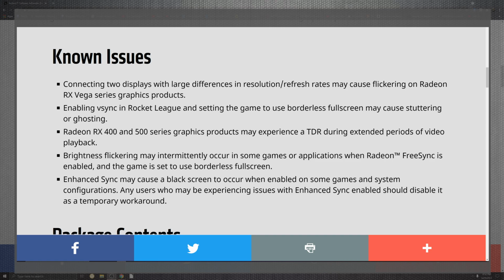But moving on past that situation of a tip that you can always do inside the Adrenalin software, you can look at the situation of what the brightness and flickers may occur for as far as the occurrence in the game application for the Radeon FreeSync and their whole point of the borderless screen.